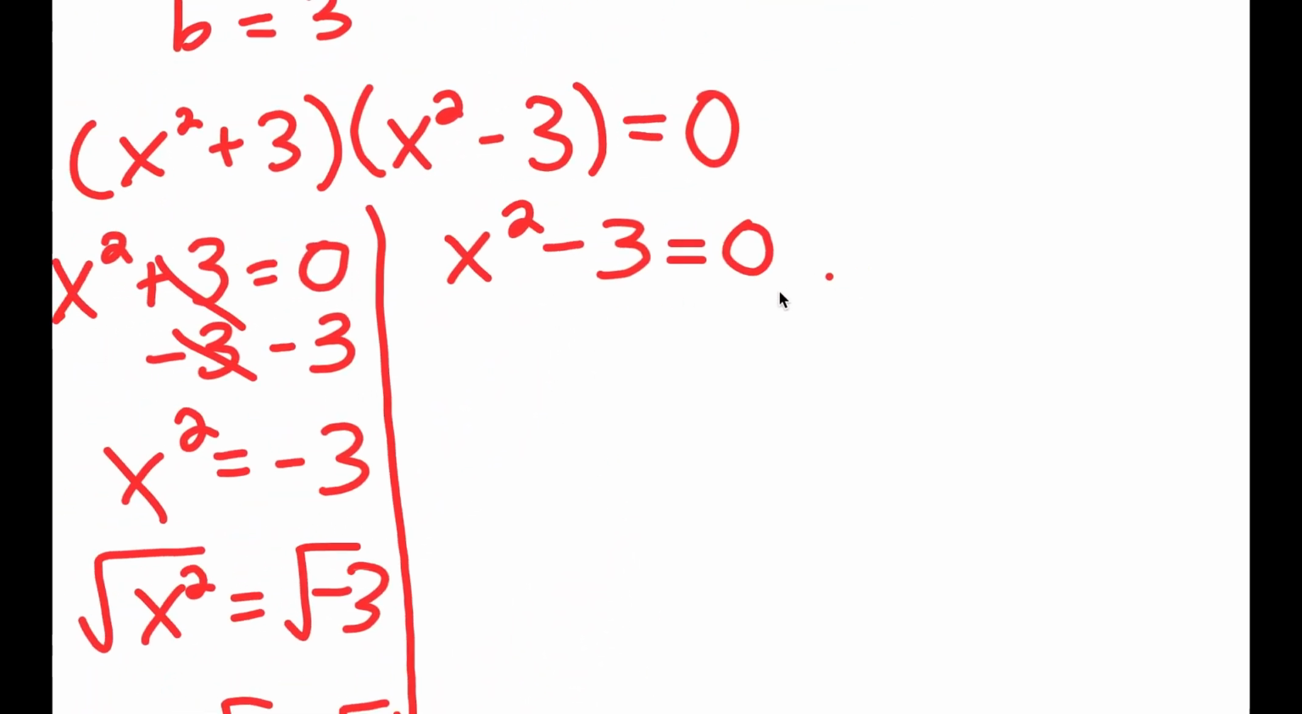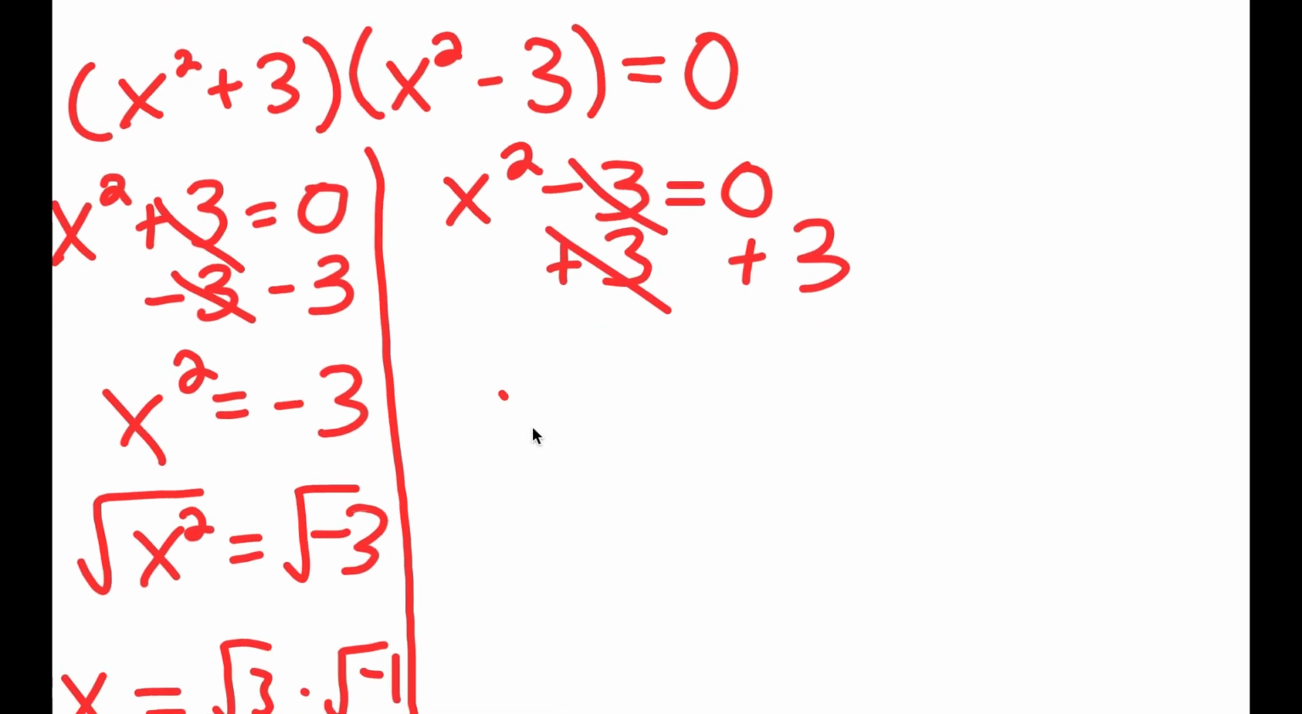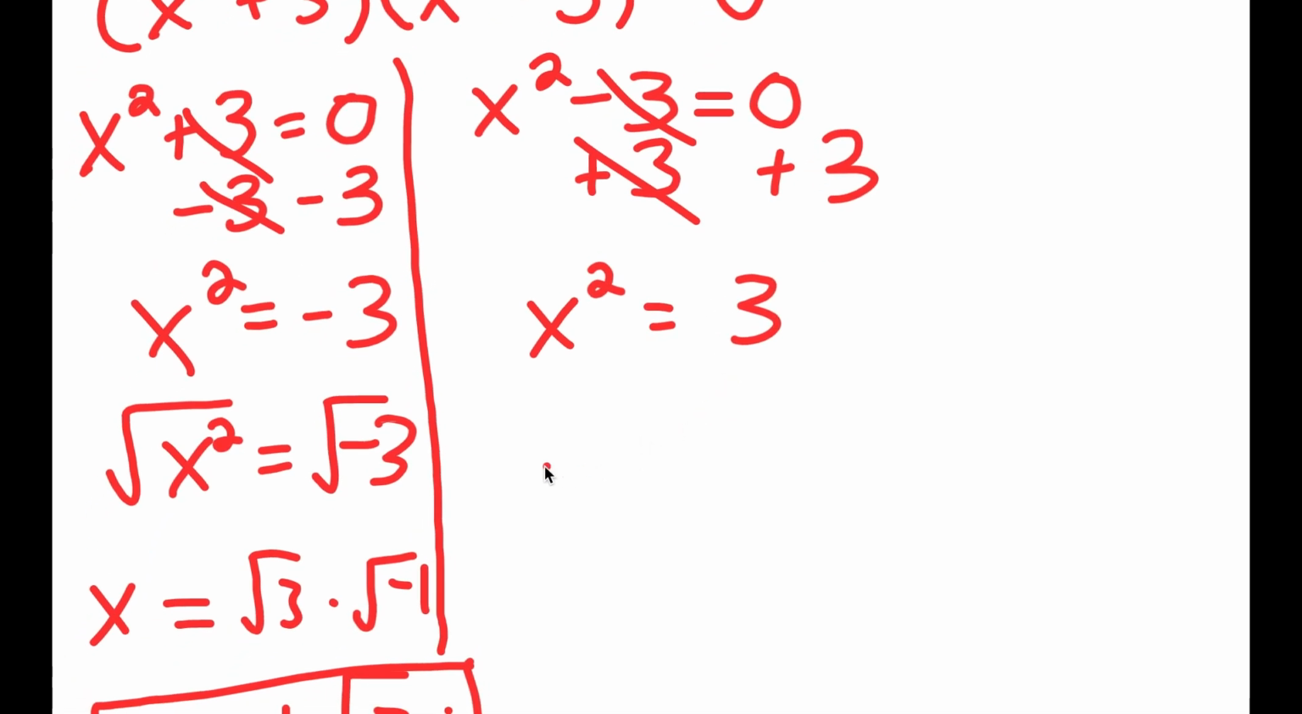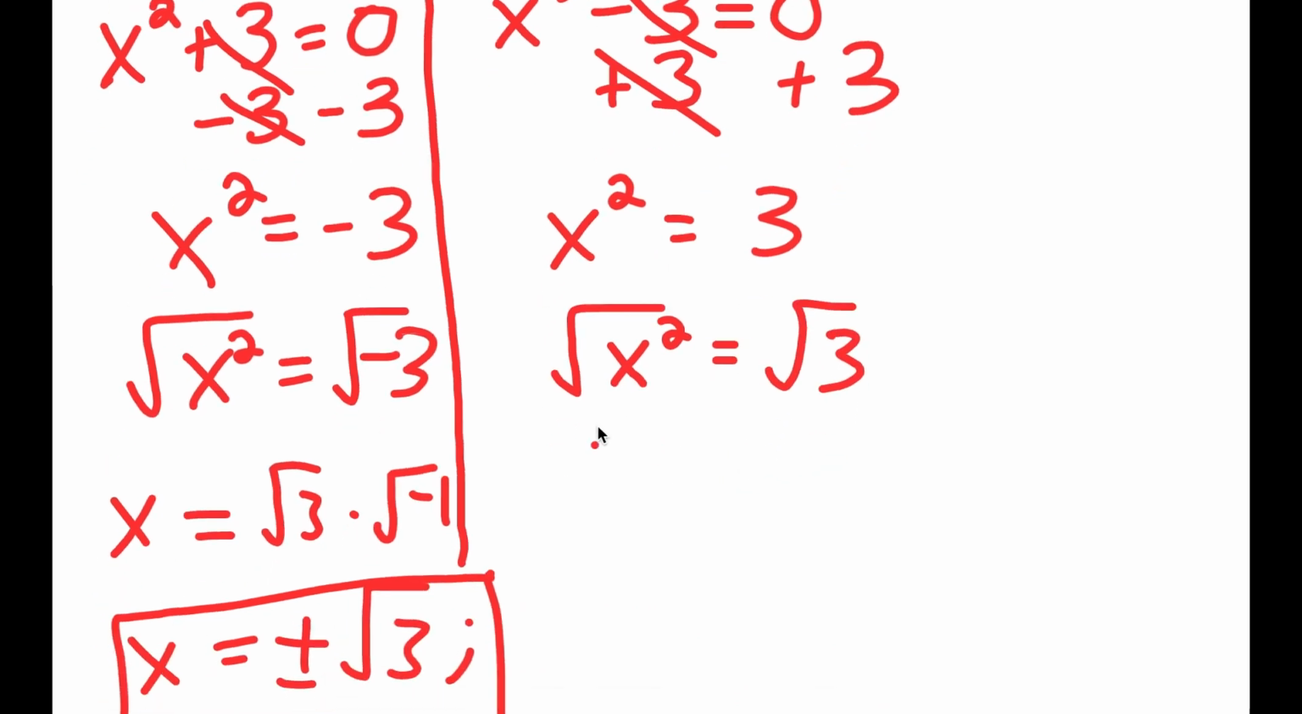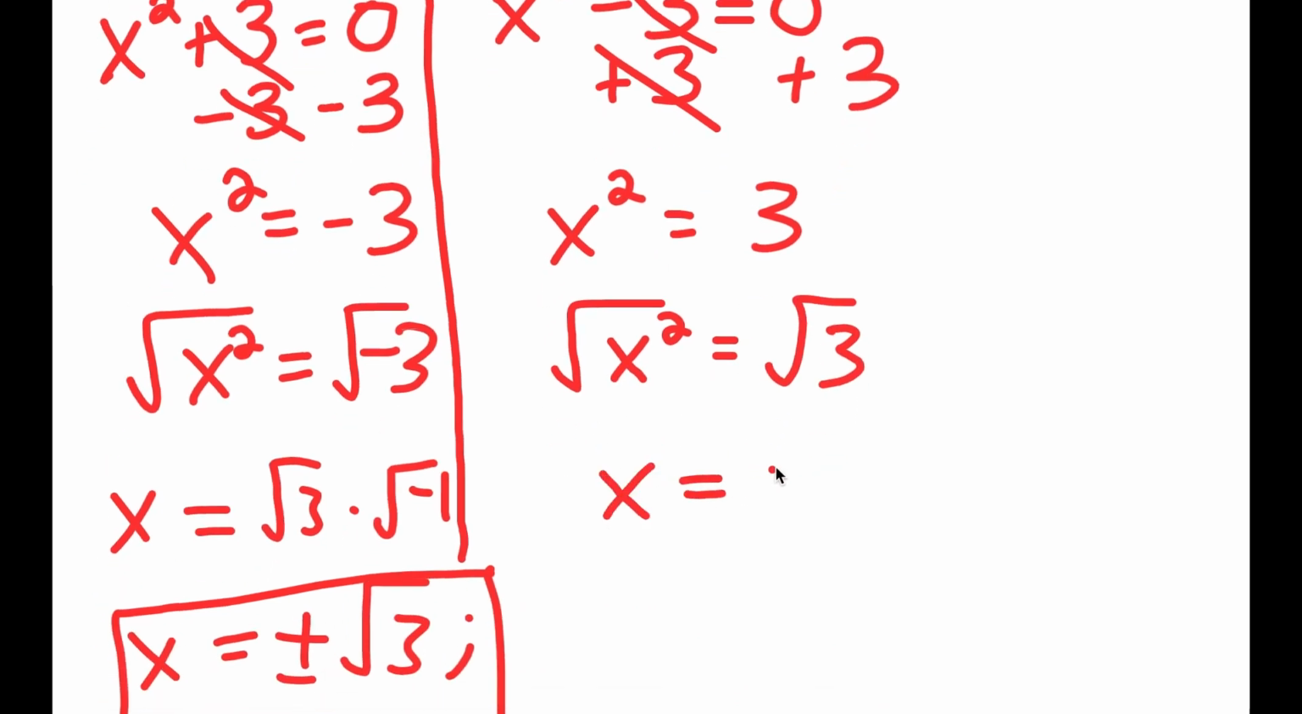Now for x squared minus 3 equals 0, this is much simpler than the other one. All I have to do is add 3 on both sides, and I get x squared is equal to 3. And now, if I take the square root on both sides, the square root of x squared is x, so I get x is equal to positive or negative square root of 3.